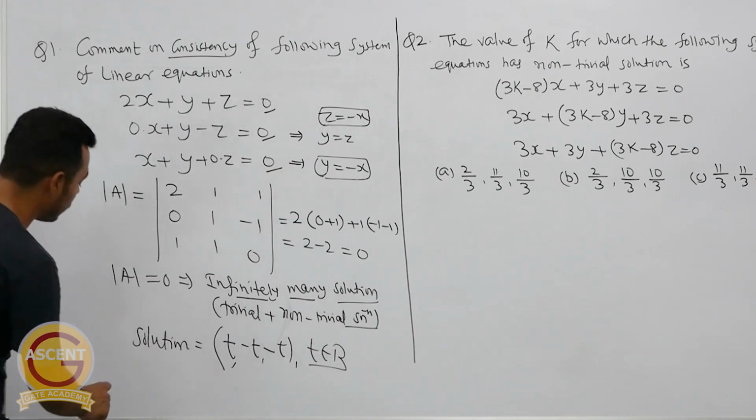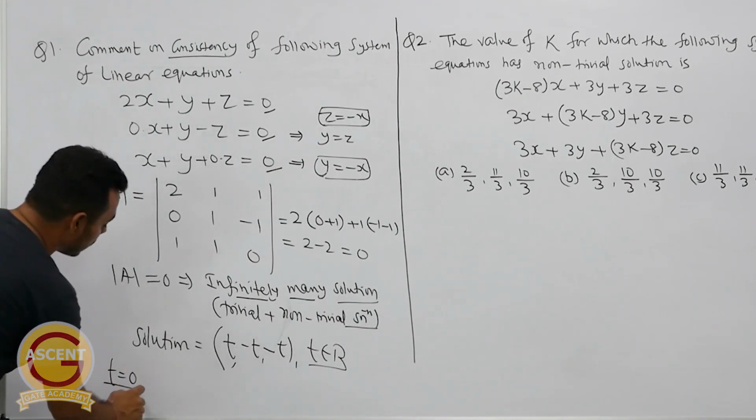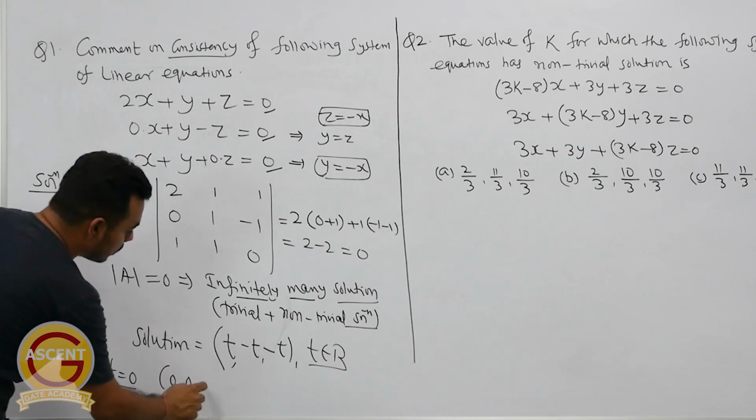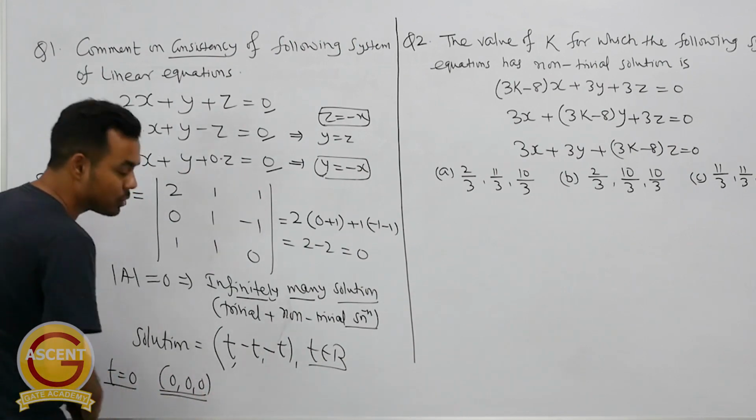So here if I substitute t equals to 0, then the solution that I will get is 0, 0, 0. So this solution is the trivial solution.